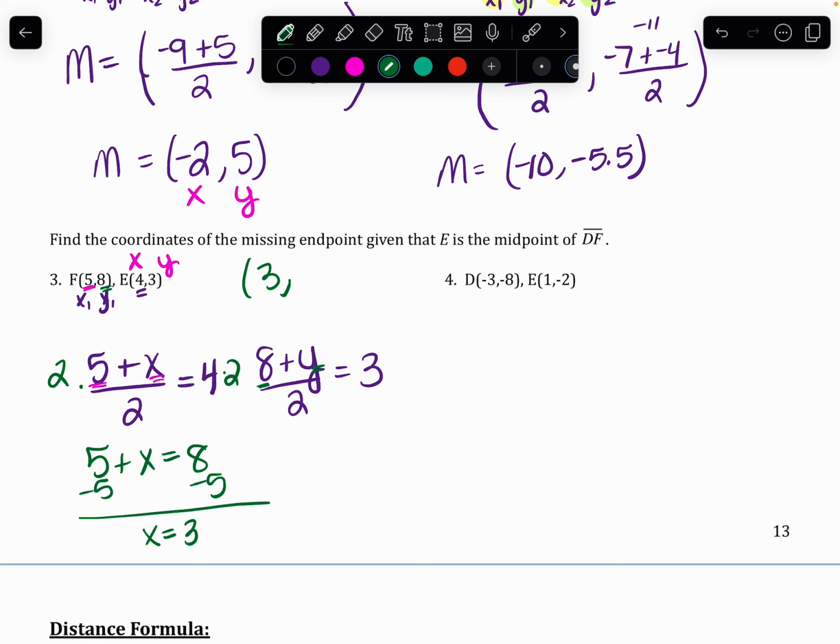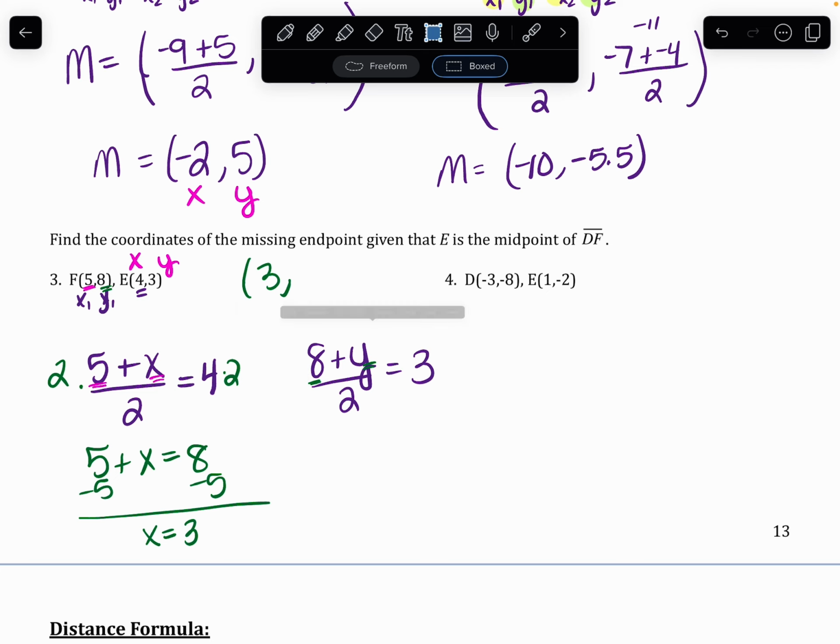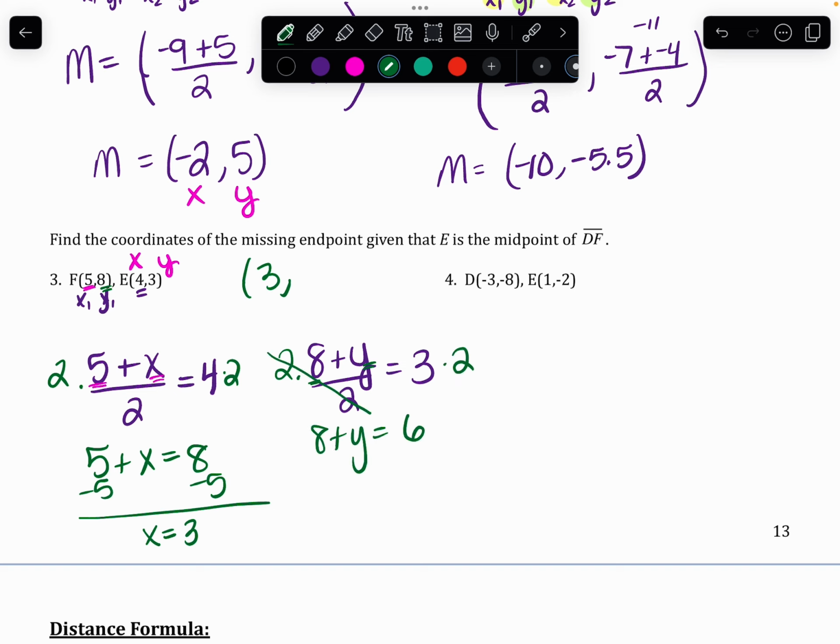And then solving this one over here, I've got to move that over just a little bit for you. The same way, multiply by 2. And we get 8 plus y equals 6. And then minus 8, get y equals negative 2. And that's going to be your y coordinate for our midpoint, or our coordinate F from the segment DF.